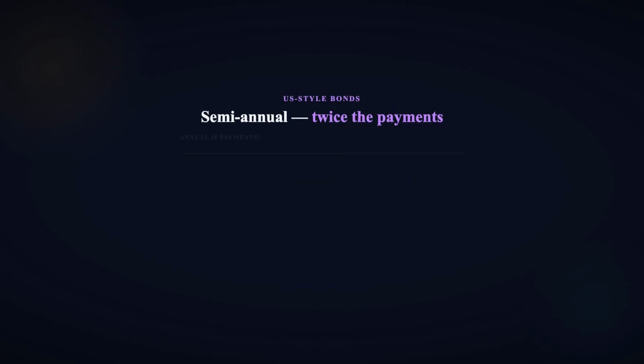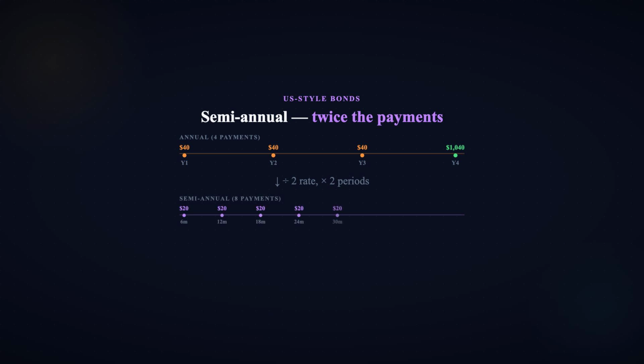Most bonds issued in the United States pay coupons twice a year, semi-annual. This changes the math slightly, but the principle is identical. Take the annual coupon rate and divide by 2. Take the number of years and multiply by 2. Now you have twice as many cash flows, each half the size. A 4% annual coupon on a $1,000 bond becomes $20 every 6 months, instead of $40 once a year. Over 4 years, that is 8 payments instead of 4, plus the principal at the end.